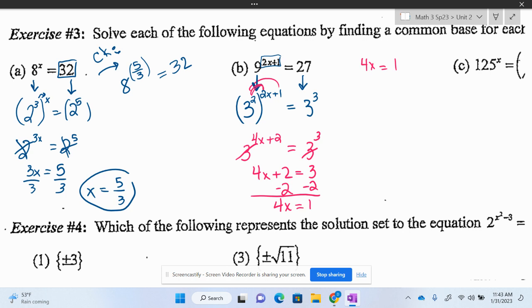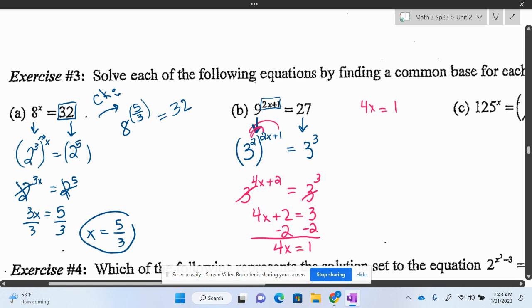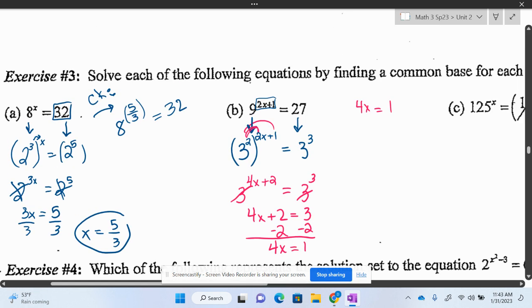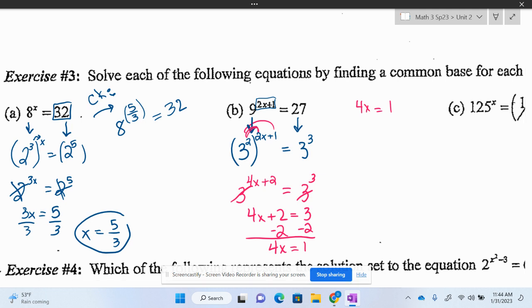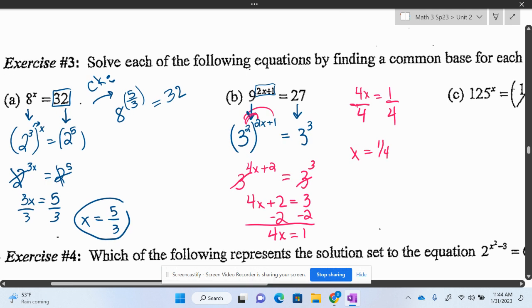Chris, what do you want to do next to get x all by itself? You always divide by the number attached to the what? The variable. So we're going to divide both sides by what? Is 1 attached to the variable? The answer is not going to be 1. What number is attached to the variable? What number is that? 4. So we're going to divide both sides by 4. So x equals 1/4.